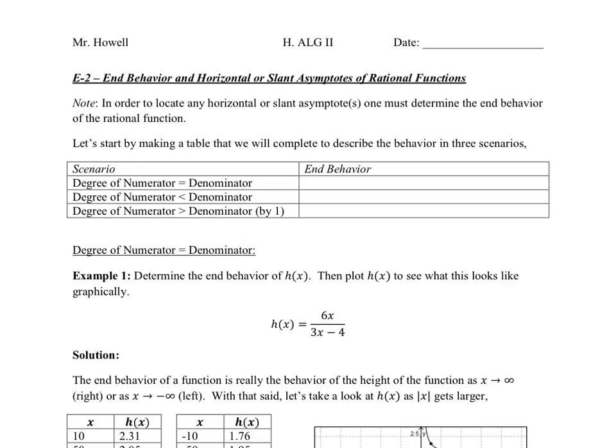Now, what we're doing here is this. We're taking a look at what's called end behavior. The behavior of the function as it goes toward the end of it. So we're saying as x gets bigger and bigger and bigger, or as x goes to infinity, or as x gets smaller and smaller and smaller, meaning as the graph goes to the left, what's happening? So that's the question we're asking ourselves.